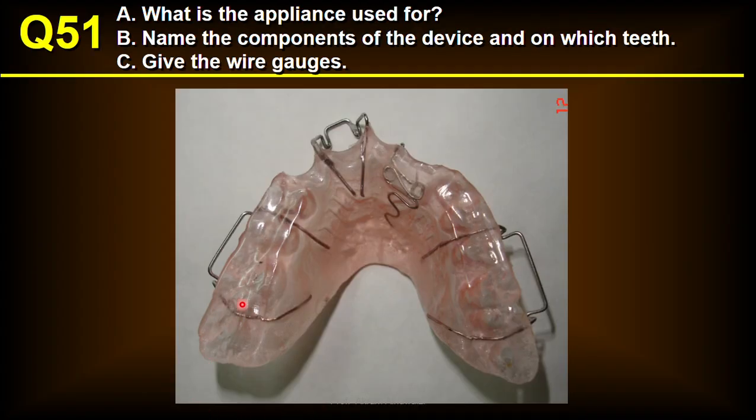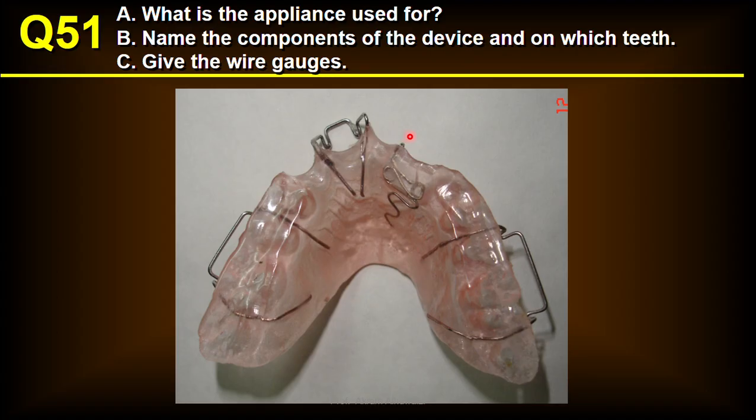So what's the appliance used for? And you look at the active component, and it's a Z-spring here on the central. So it is correction of the anterior crossbite affecting this lateral incisor. Sorry, not central incisor. Name of the component of the device and which teeth they sit on.